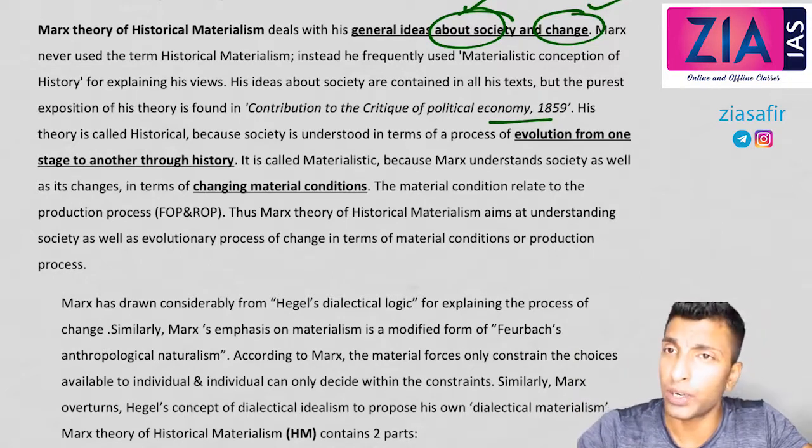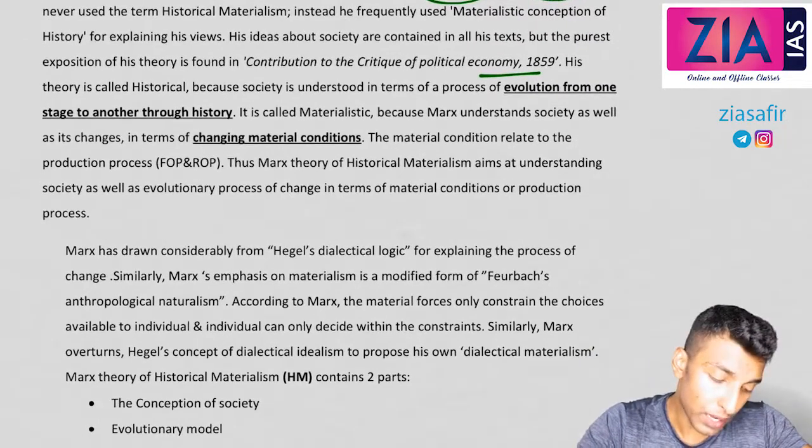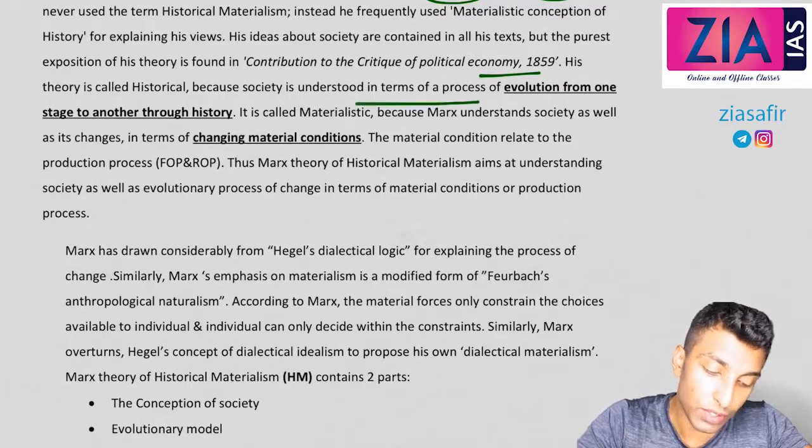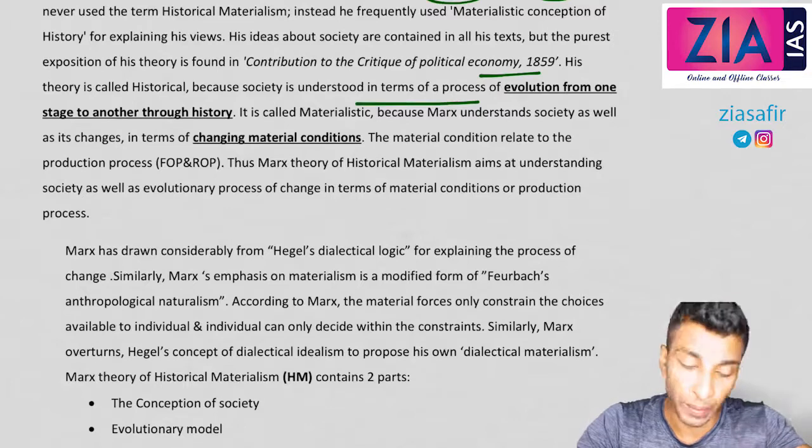And Marx also, it is not that difficult. His theory is called historical. Why is it called historical? Because society is understood in terms of a process of evolution from one stage to another through history. That is what we have seen, okay?